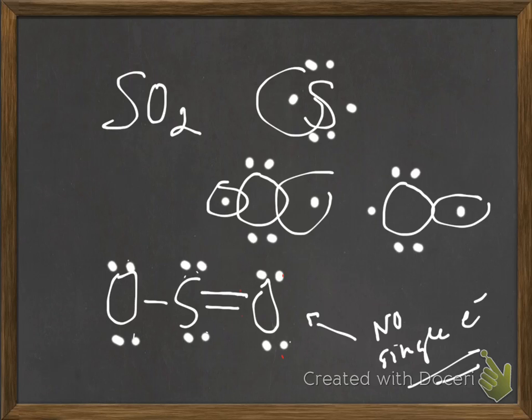So 2, 4, 6, 8, happy. 2, 4, 6, 8, 10. We got a problem here. We have a problem. So, what ends up happening here, that's right, we get 2 electrons. Yeah, that's how that happens.